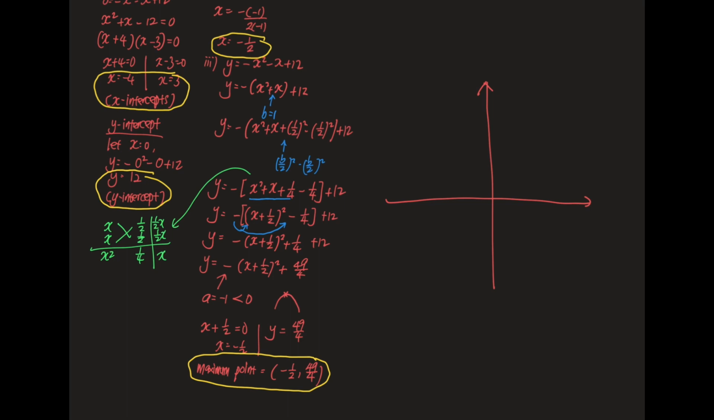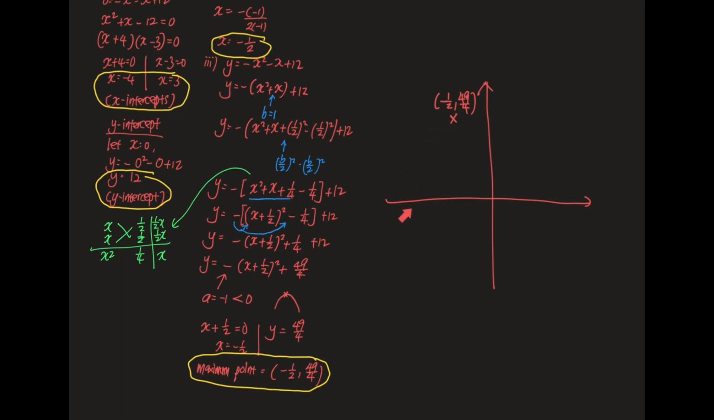I prefer to start from the maximum point, which is this value, minus half and 49 over 4. So minus half means to the left, 49 over 4 go up, so somewhere here is our maximum point, minus half, 49 over 4. So it's a maximum point. That means the graph should look like this.